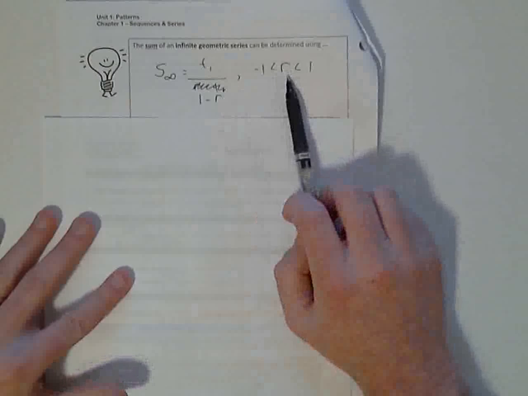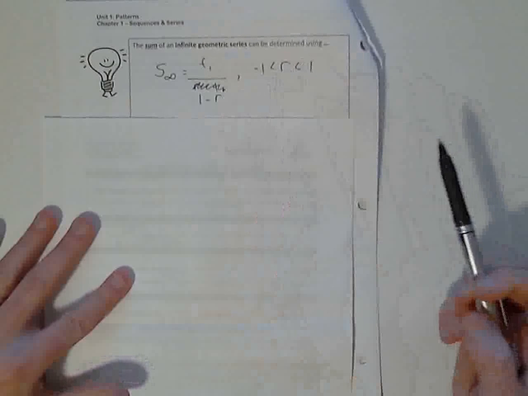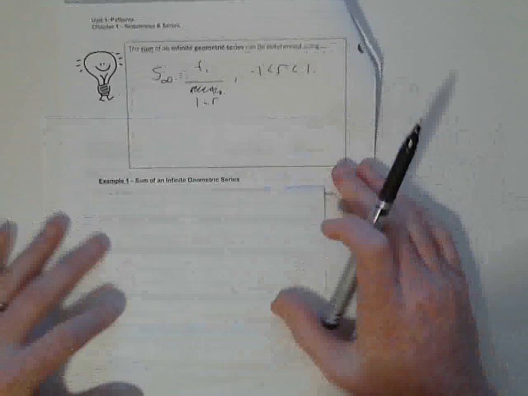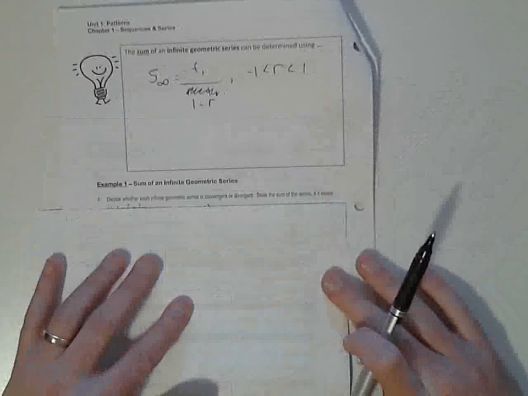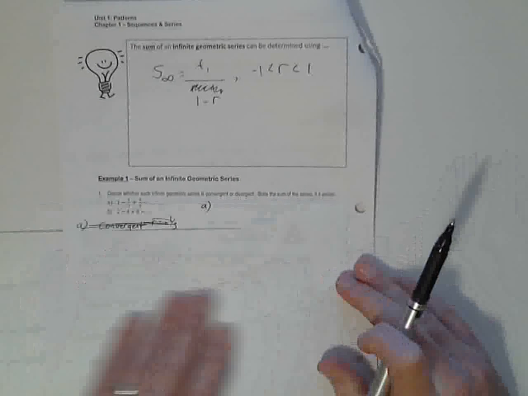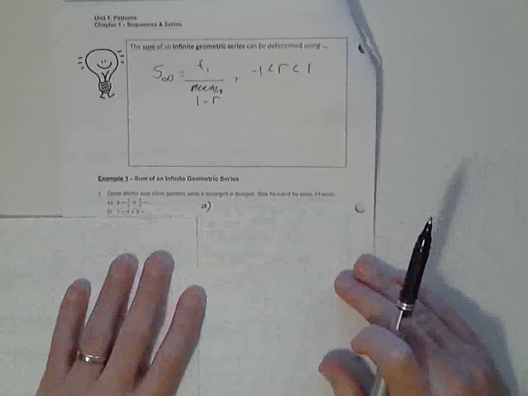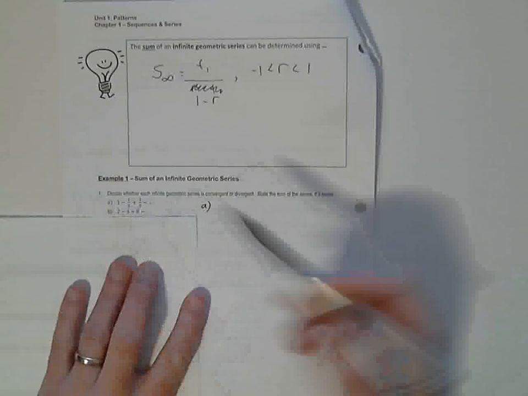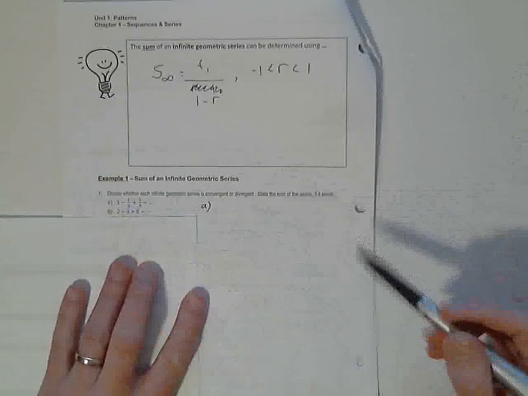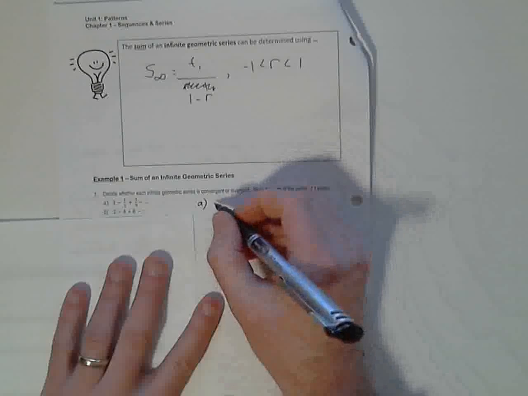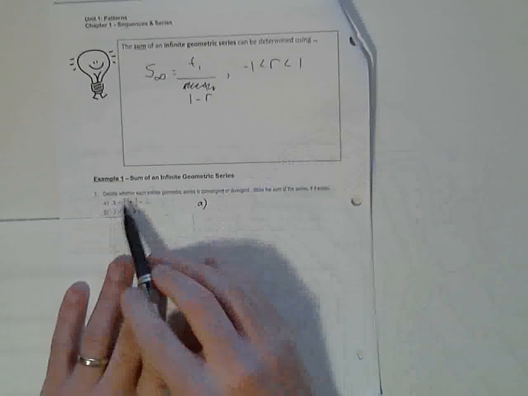So this one, what we care about is every single term. Are the terms getting bigger or are they getting smaller? If they're getting smaller, then it has to be convergent, then the r value is less than 1. So this one is convergent, and the r value is -1/3.